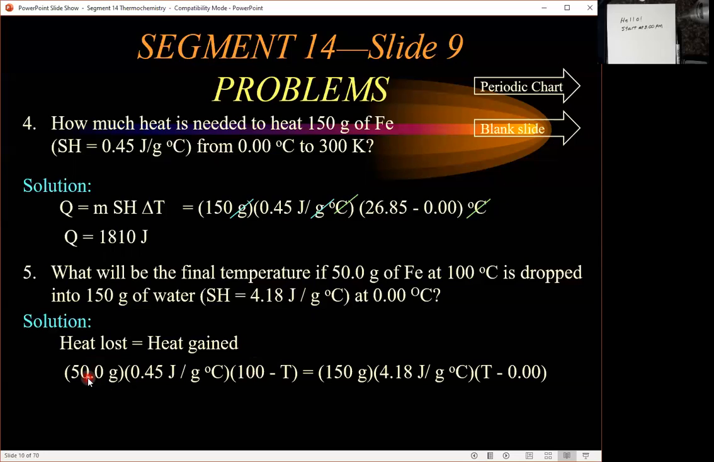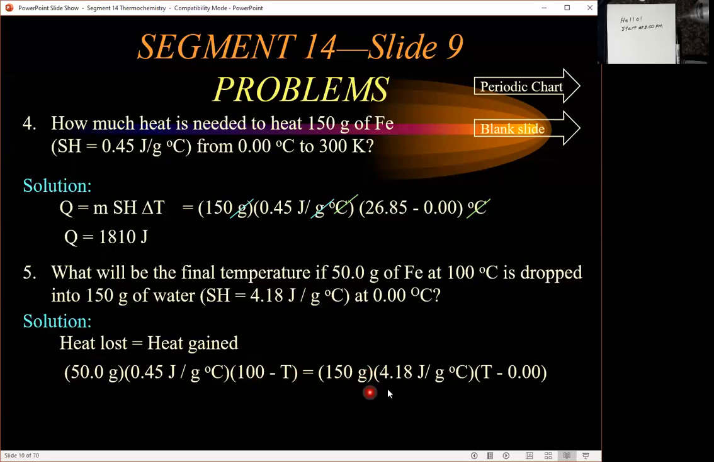Now, I had 50 grams of iron. It's at 100 degrees. It's going to go to a temperature less than 100. So I'm going to make this number positive because I know T has to be less than 100. So my delta T is 100 minus T.